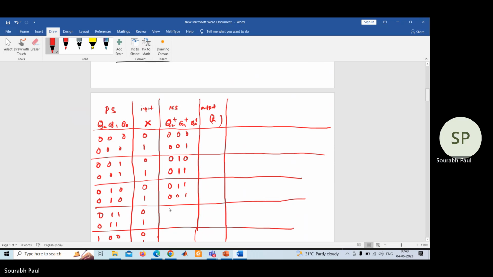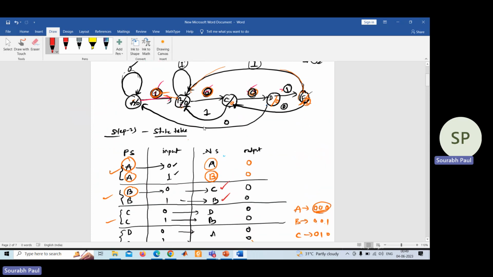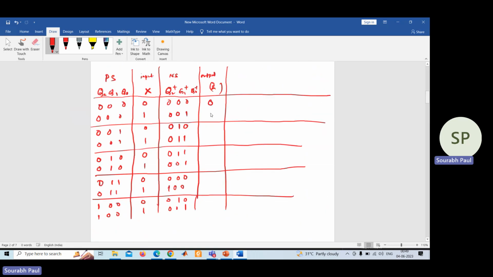So likewise, you replace all the ones: 011, 001, 000. Then you have 100, 010, 001. Oh, another thing I forgot to write. Yeah, I have written actually. This step 2 at V, we're making the state table. Okay, now we can write the output also: 000000000, and here it is 11.